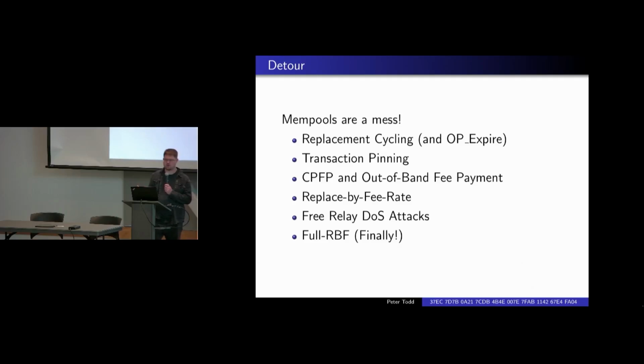And a lot of the way we've hand-waved this is to say, well, we'll just use child pays for parent. We'll just spend an output of a transaction and that'll pay the fee. Well, sometimes that may be enough, sometimes it might not be. You can also use out-of-band fee payment, and I think these days mempool.space is the nicest example of that. You just pay an extortionate price with Lightning, and you get your transaction mined.